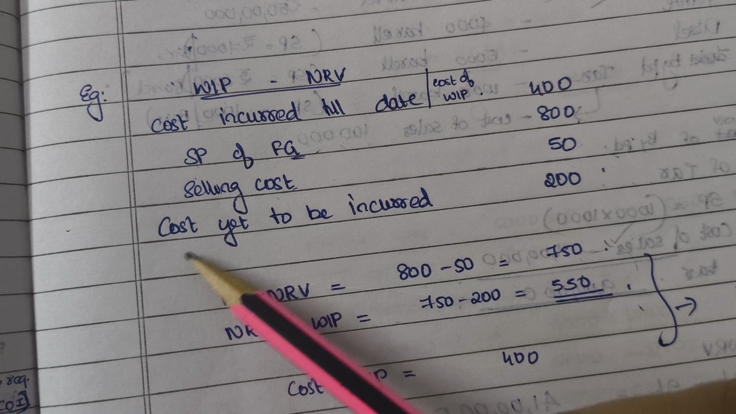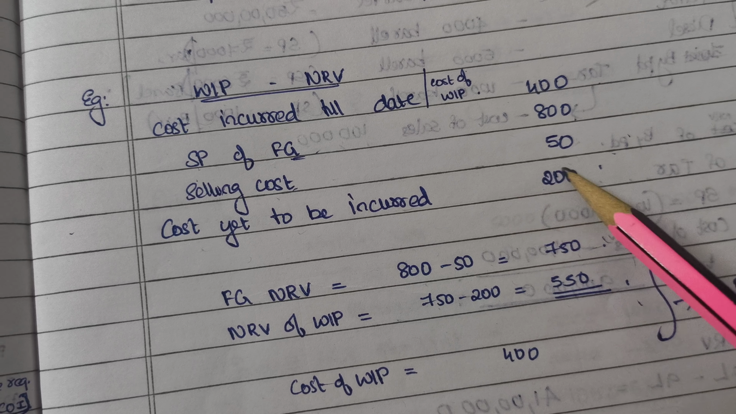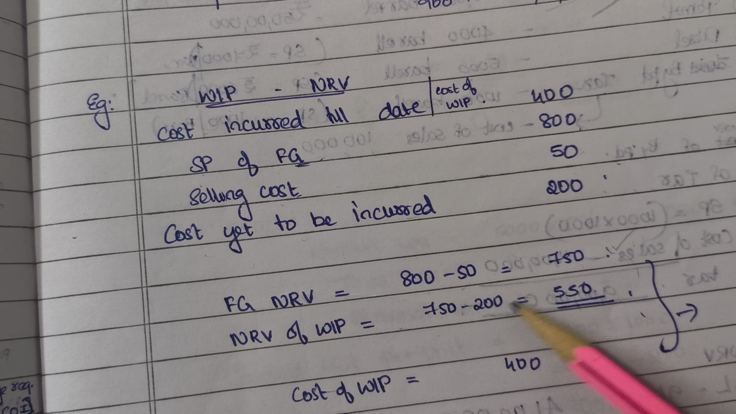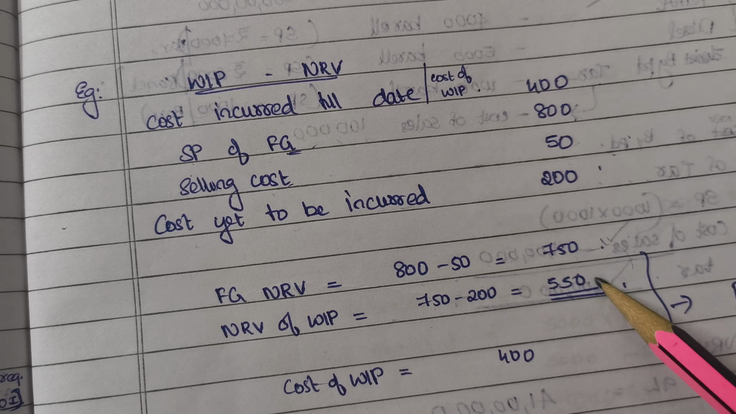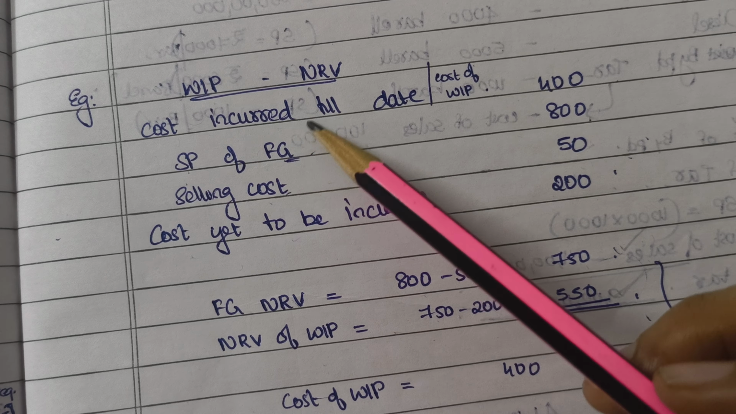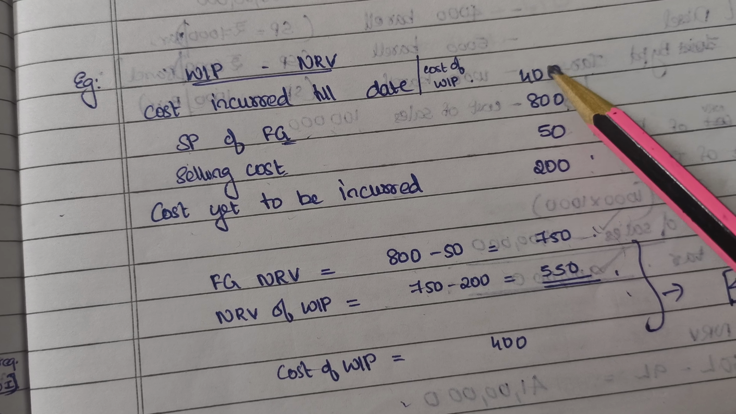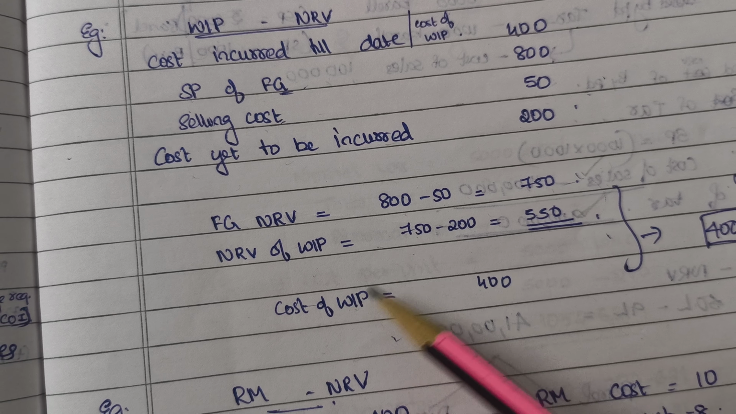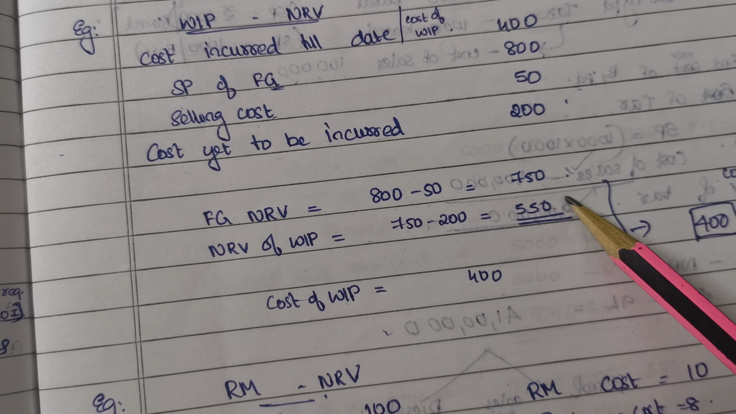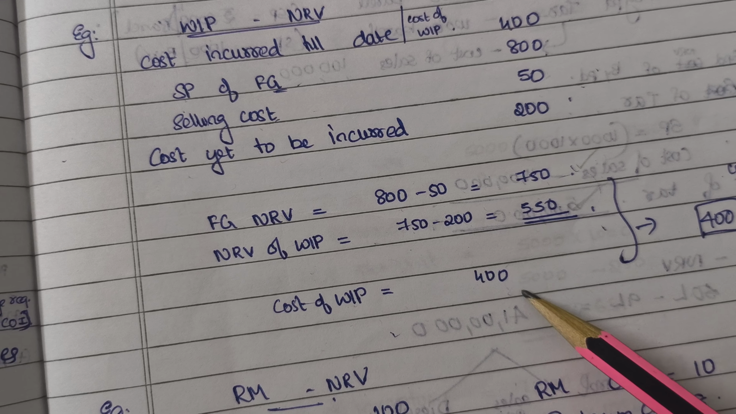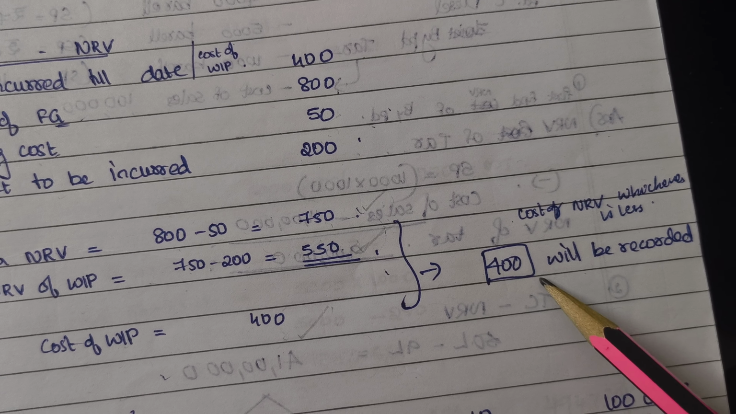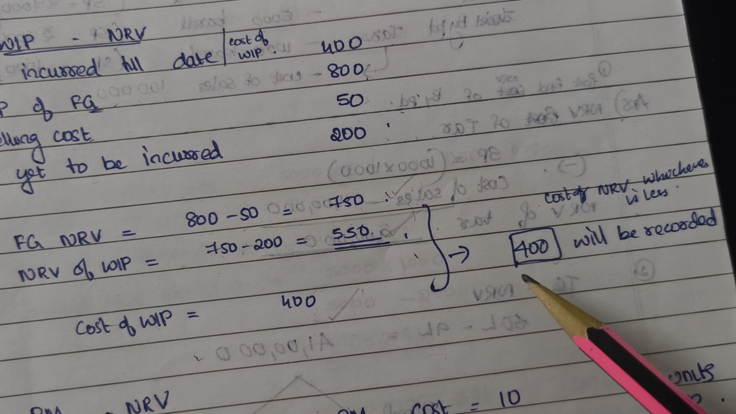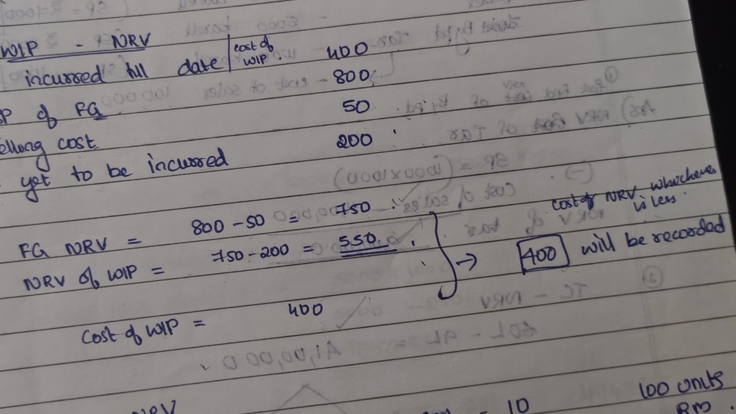So NRV of work in process is NRV of finished goods 750 minus cost of completion. Cost of completion is what? Cost yet to be incurred, 200. So 750 minus 200 gives 550. So that is the NRV of work in process. Now what is the cost of work in process? Cost of work in process is 400. So what is less, NRV of work in process or cost of work in process? Cost of work in process is less, right? So 400 will be recorded. The cost of work in process will be recorded.